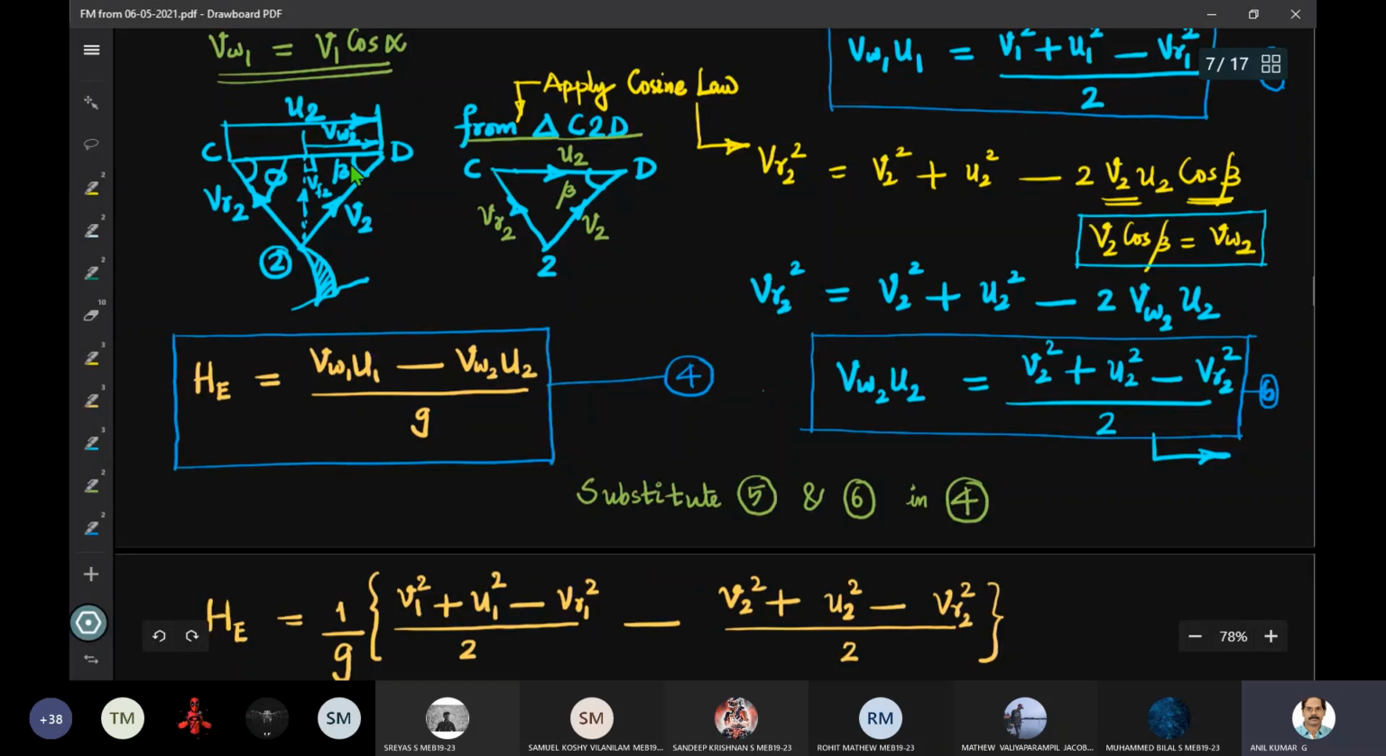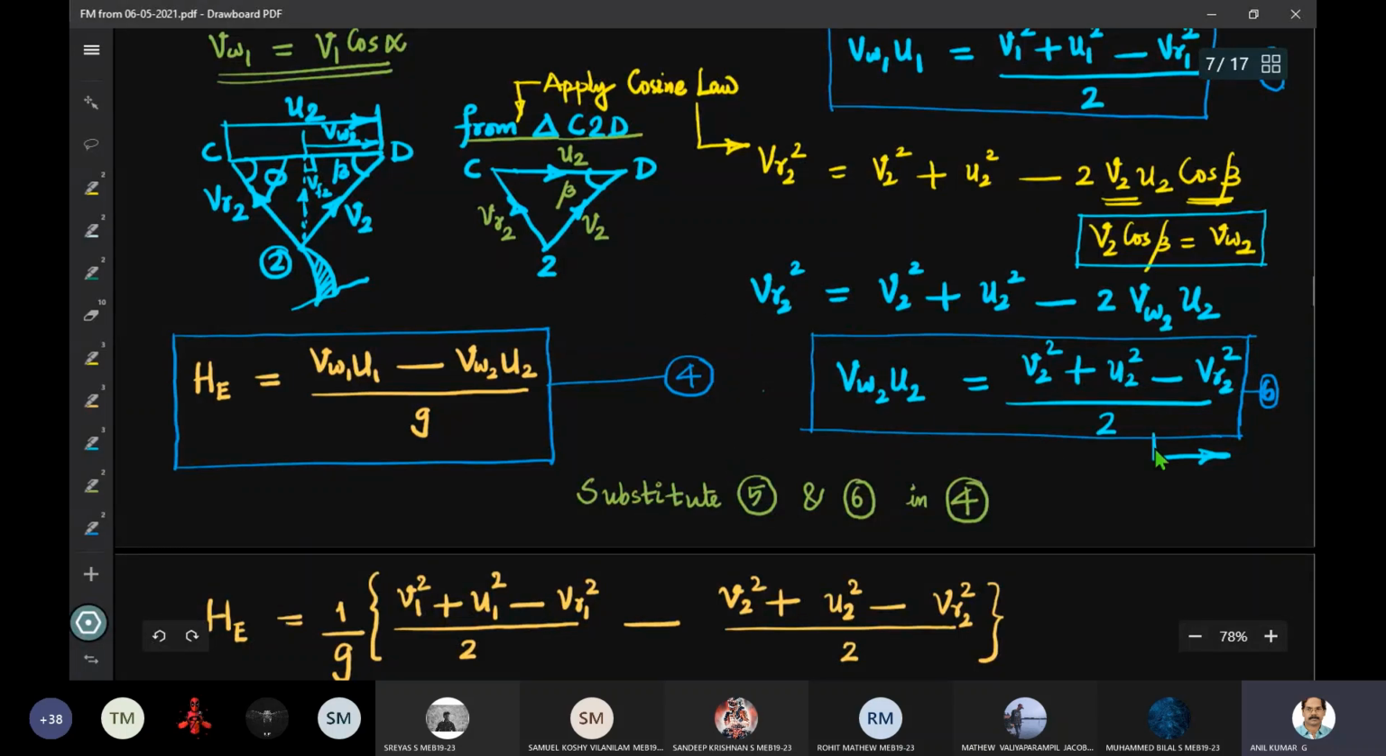And V2 cos beta, from the small right triangle inside the bigger one, is VW2. So V2 cos beta is equal to VW2. If you substitute here, what do you get? V2 square plus U2 square minus 2 times VW2 U2 on the right hand side is equal to VR2 square.